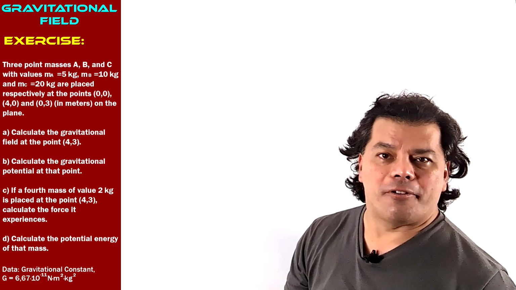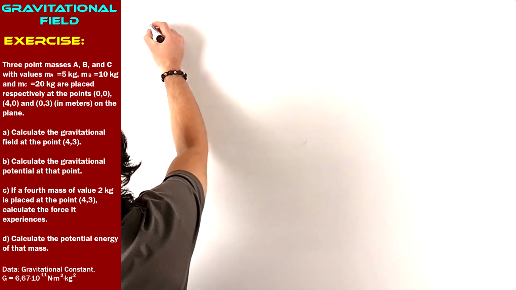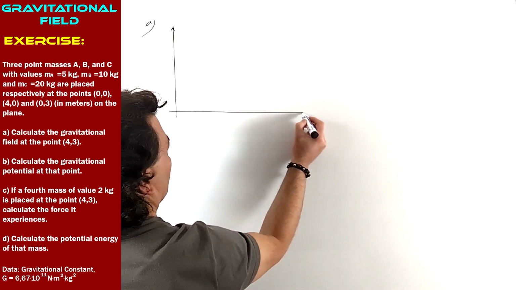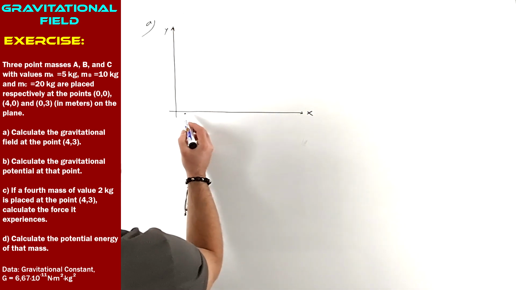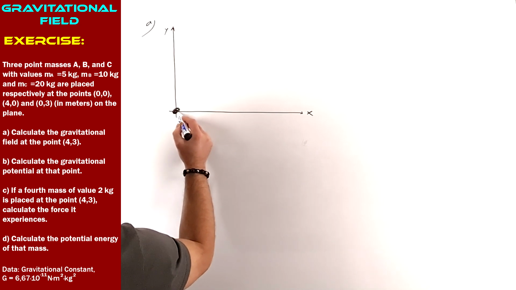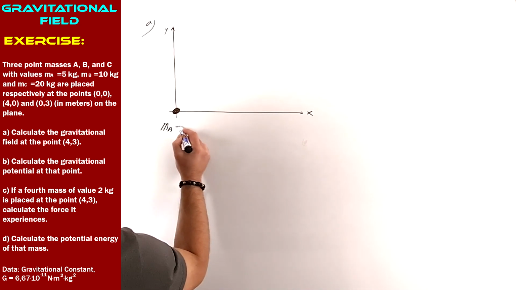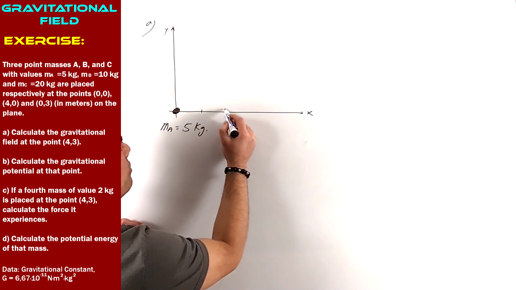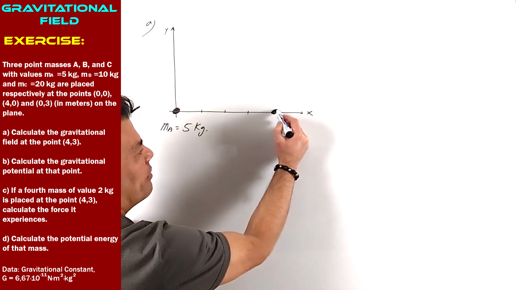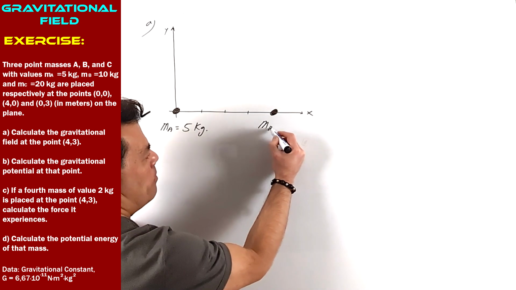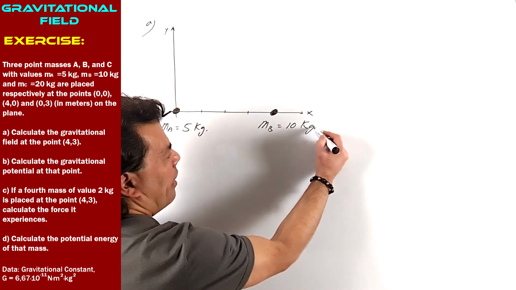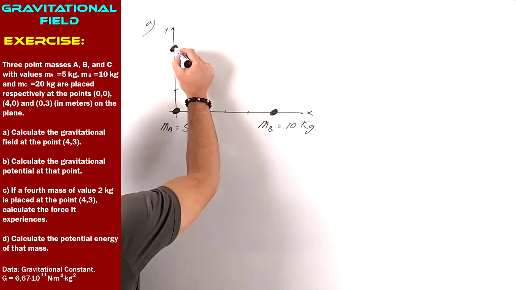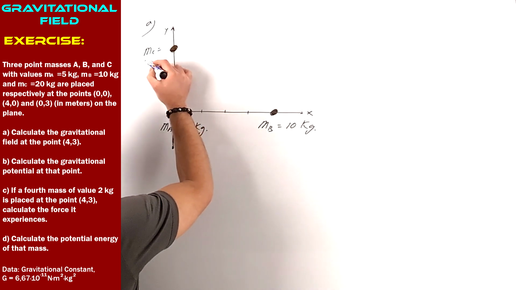The first thing we're going to do, of course, is to draw the situation. If you read the statement carefully, you will notice that the action happens in the first quadrant of the Cartesian plane. At point (0, 0), they are placing the first mass of 5 kilograms. At point (4, 0), 1, 2, 3, 4, at this point, they are placing the second mass, Mb, 10 kilograms. And at point (0, 3), that is on the y-axis, they are placing the third mass, that is Mc, 20 kilograms.